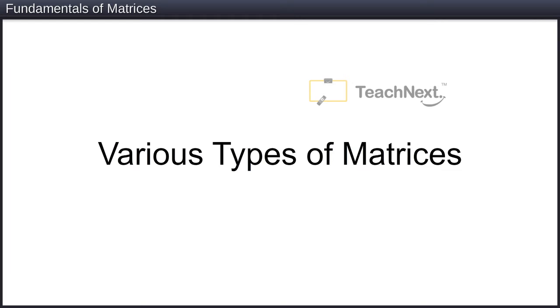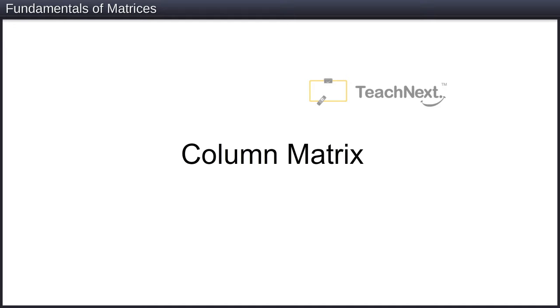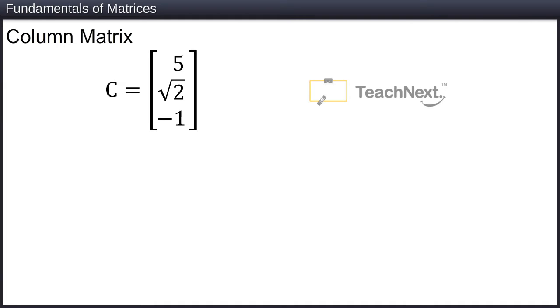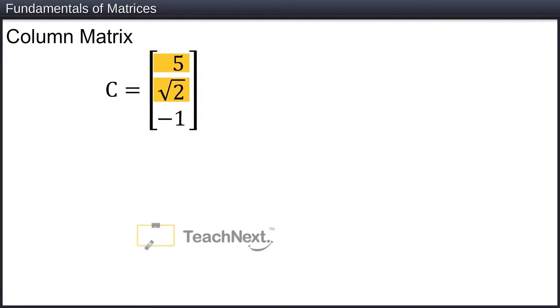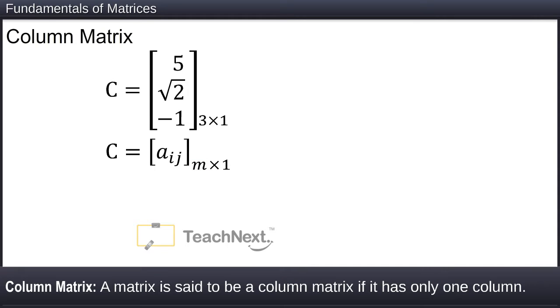First, we will start with the column matrix. The column matrix consists of only one column. An example of a column matrix is shown here. In a column matrix, each row will have only one element. The matrix shown here is of order 3 by 1. The general representation of a column matrix having m rows is as shown. A matrix is said to be a column matrix if it has only one column.